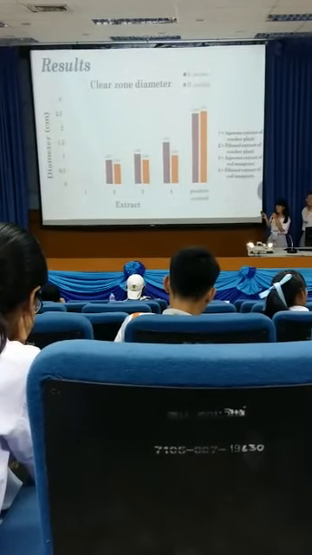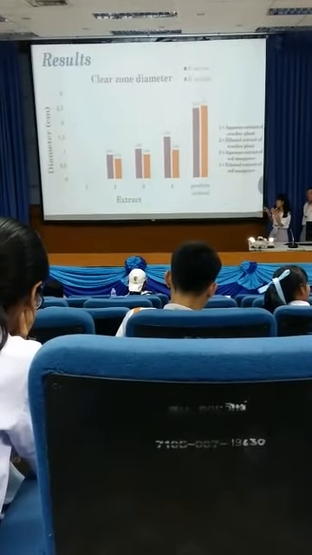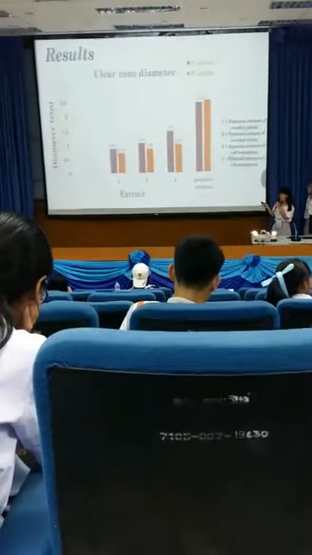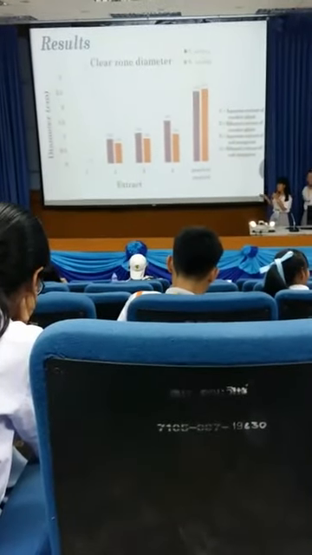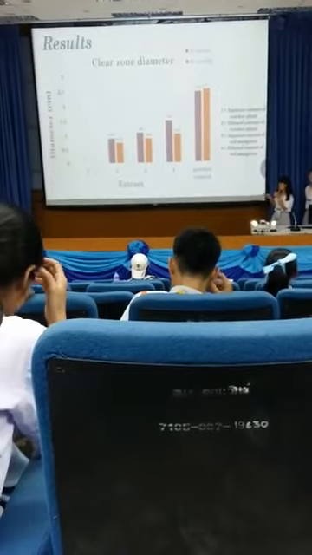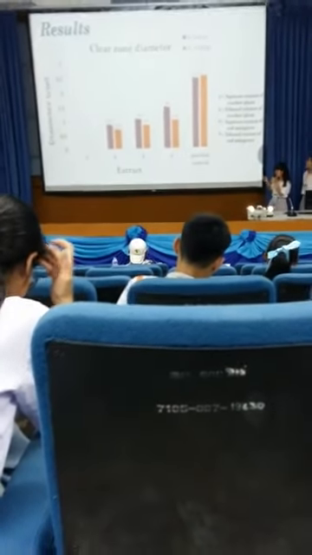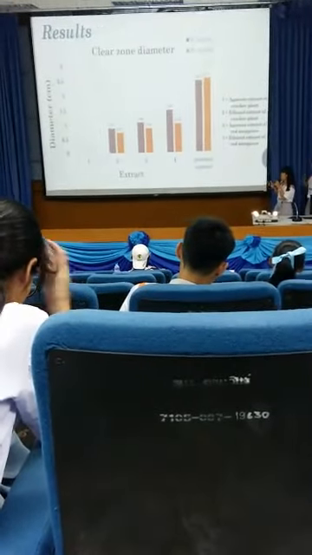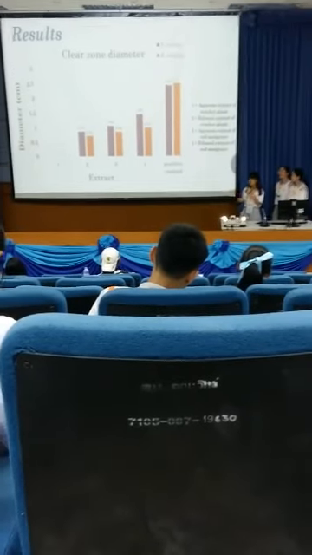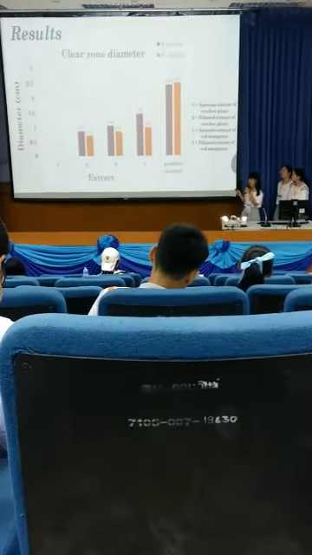This is the result of the clear zone. It was shown that the aqueous extract of cracker plant has no ability to inhibit both bacteria, and the ethanol extract of red mangrove has the ability to inhibit Staphylococcus aureus and Bacillus subtilis.